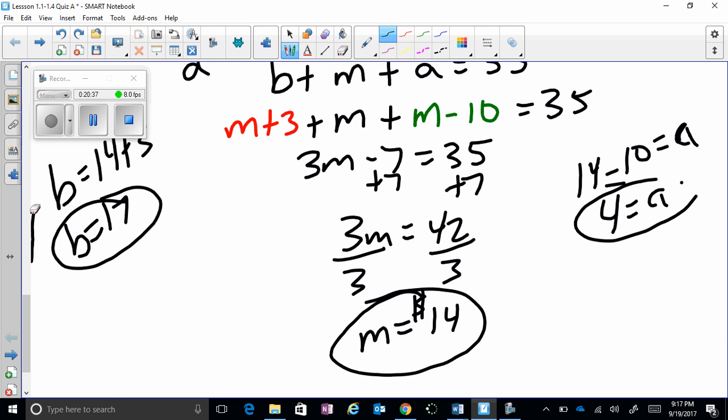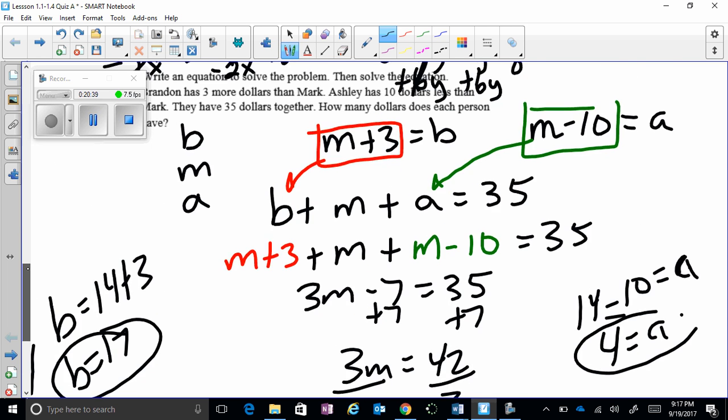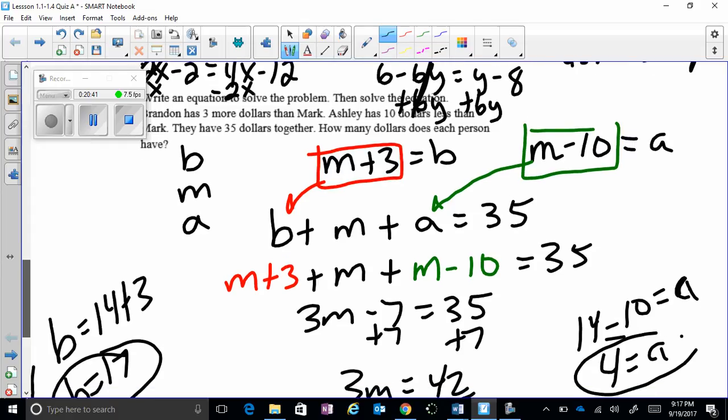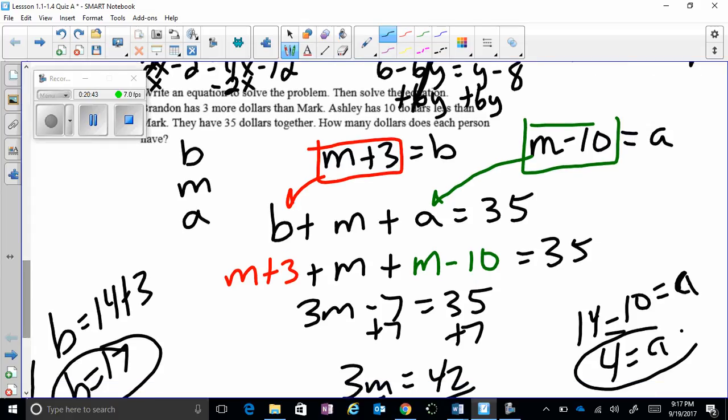Now you could have technically rearranged those to get a function of all b's or a function of all a's. I just chose to get a function of all m's. And then that's how we can use substitution to solve real life story problems.